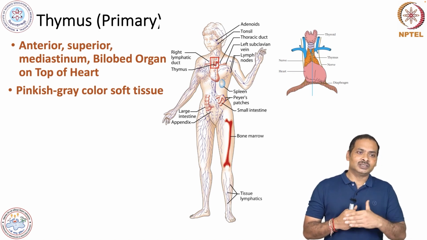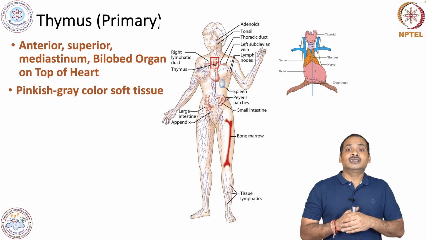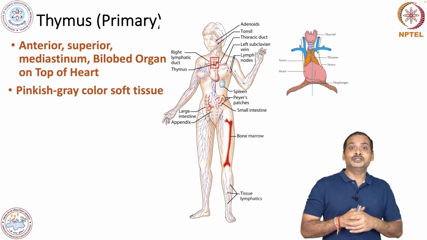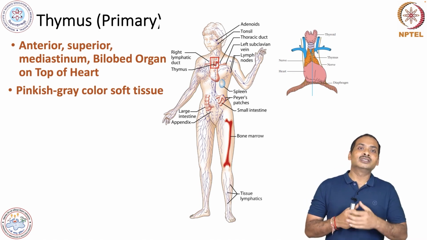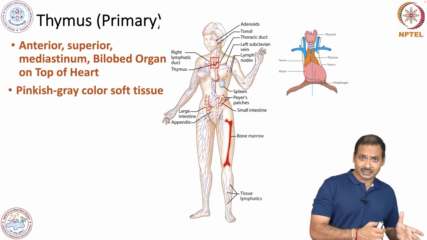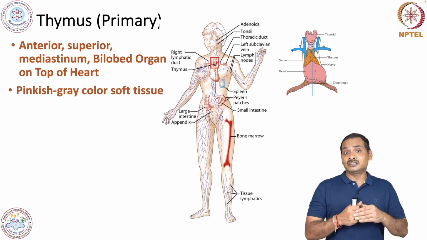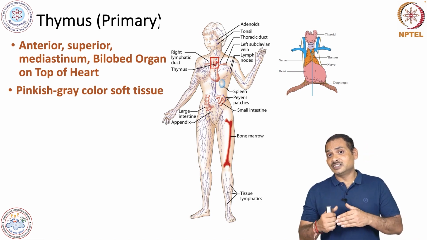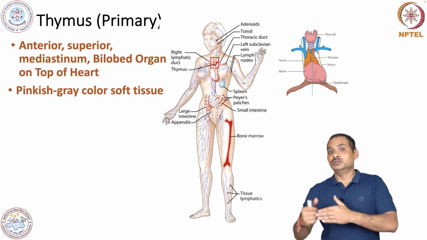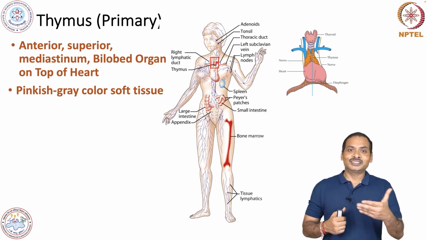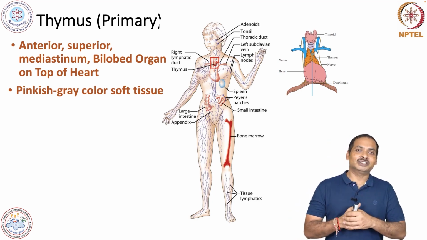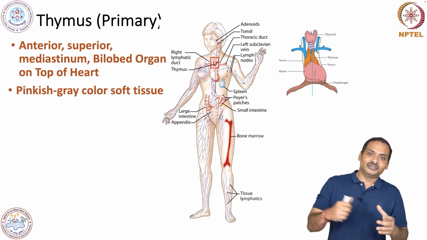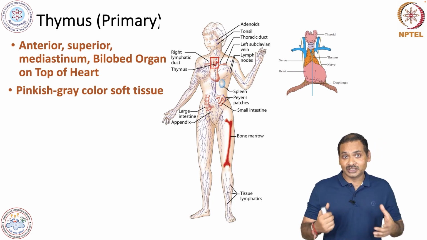I will tell you in a short while that the thymus is a unique organ which is bigger in size in early ages, and starts degenerating as the animal or human ages. So this is a kind of unique property. It's not growing, it's the other way around. It's basically reducing in size.